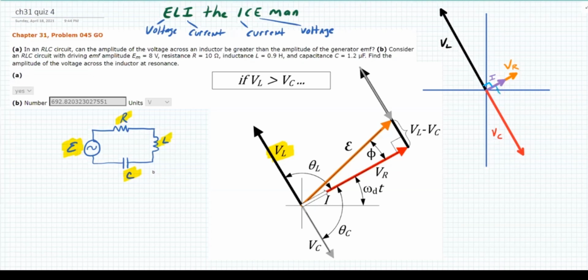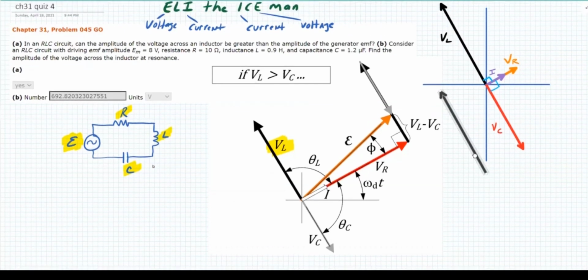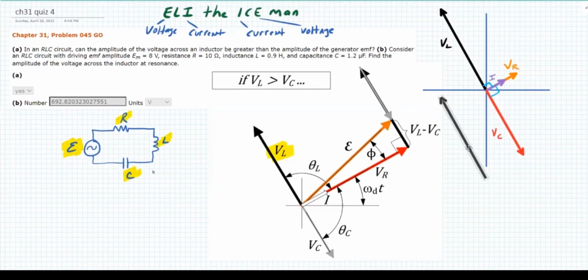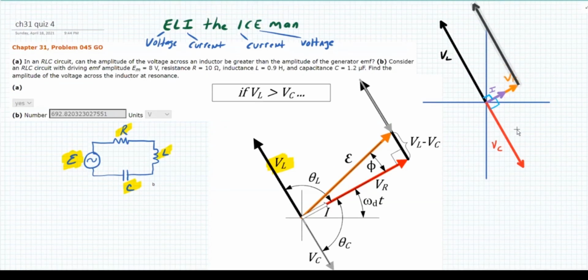So if I did the vector addition on this, I would say, okay, I'm going to have this black vector. So I'll take a copy and paste. Here's my black VL vector. And I've got to go tail to head. So it's the same old vector addition, tail to head, tail to head. So that goes right here. And then it's being offset by this red vector, because remember, these are always 180 degrees out of phase. So it's offset like this.